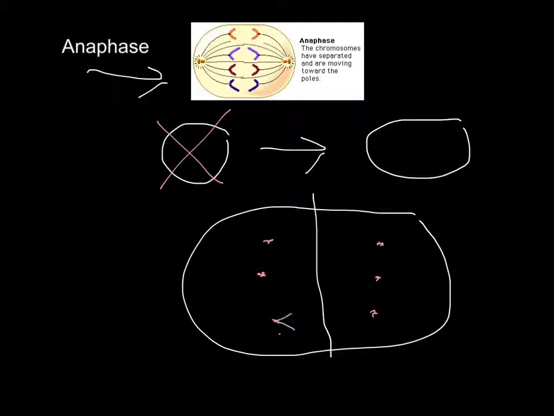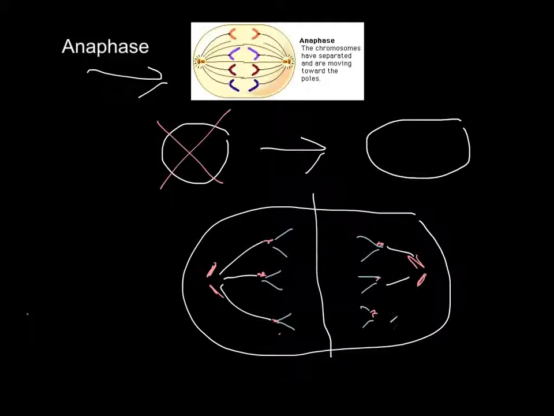So here's our chromosomes, and notice they're separating, going to either side. Here's our centrosomes on either side, and our spindle fibers are attached. So basically these chromosomes are going to either side. That's what's happening here.